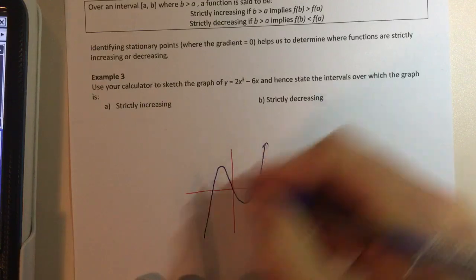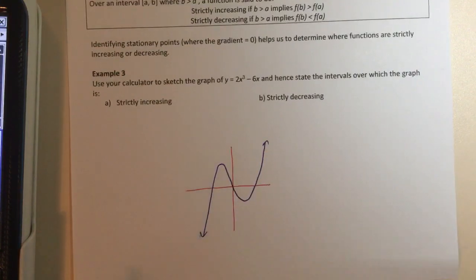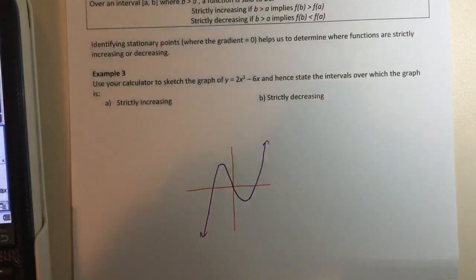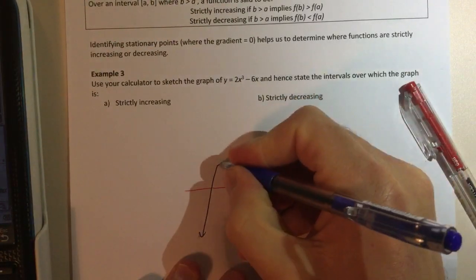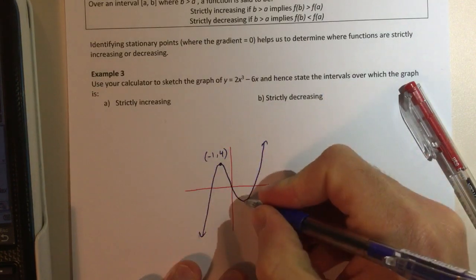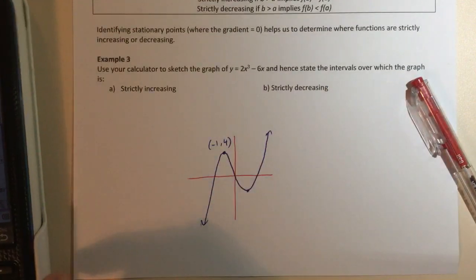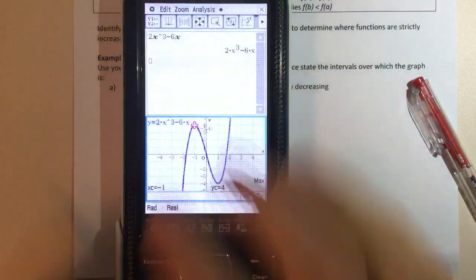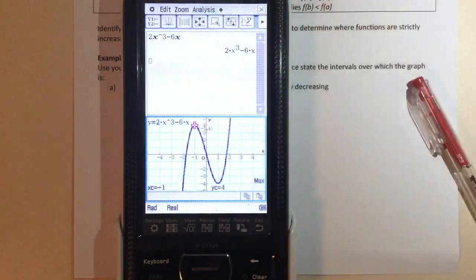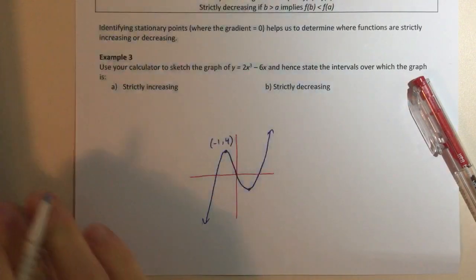Now, probably not a great picture, but it should be good enough for doing what we want to do. So it was -1, +4 for that maximum. And you've probably got a good idea from the scale, but let's just make sure we know where that minimum is. Analysis, G-solve and then minimum. Yeah, that occurs at 1, -4.